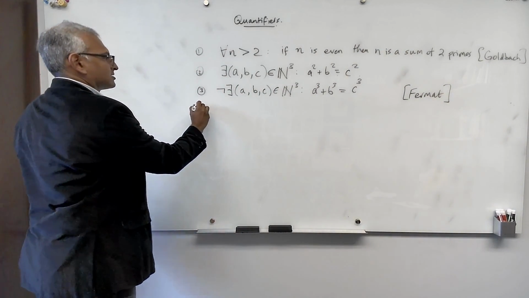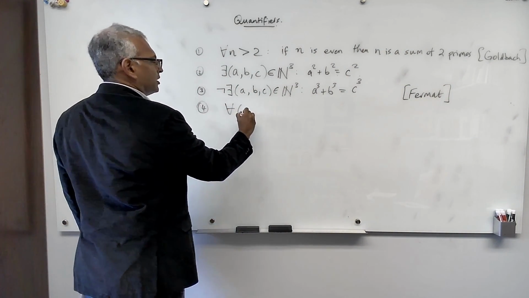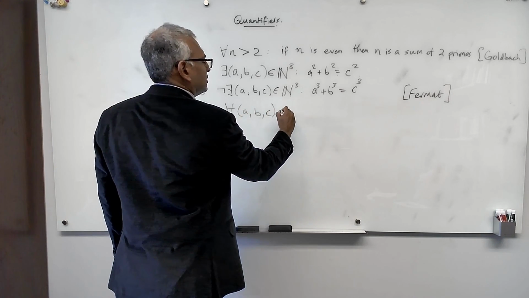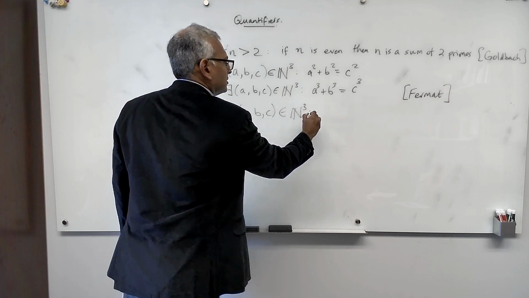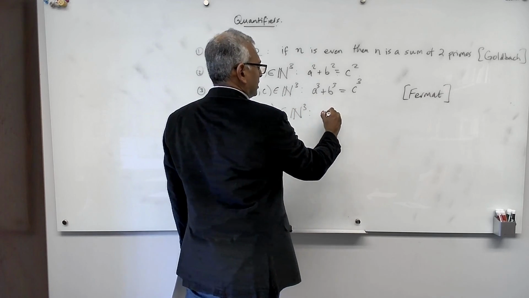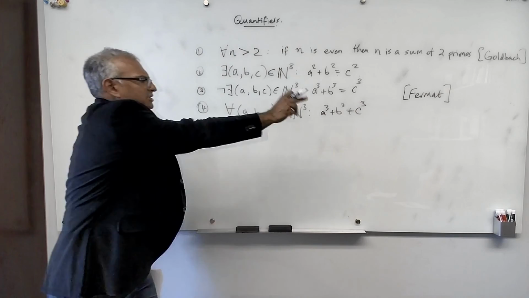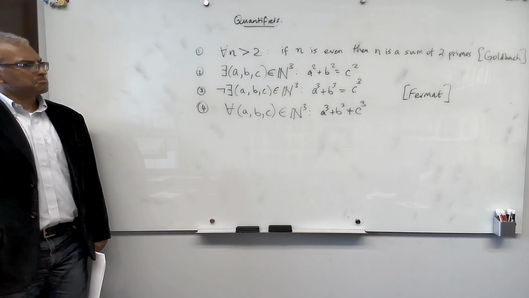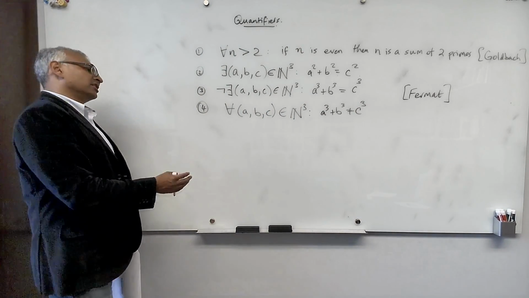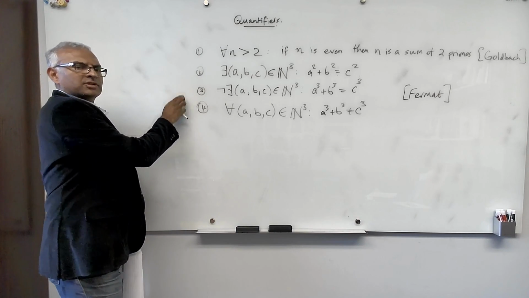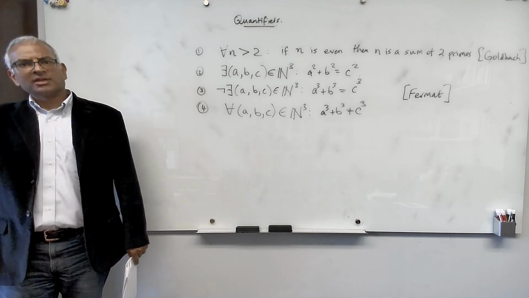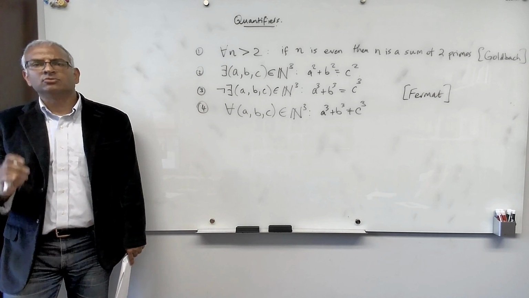And think about lastly, for all a, b, and c in n cubed, we are going to assert that a cubed plus b cubed is not equal to c cubed. What would it take to prove that to you? Okay, I also urge you to think about the relationship between 3 and 4. Okay, and I'll see you next lecture. But think about what it would take to prove these things to you.